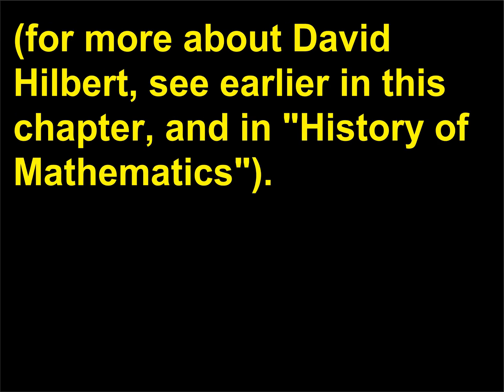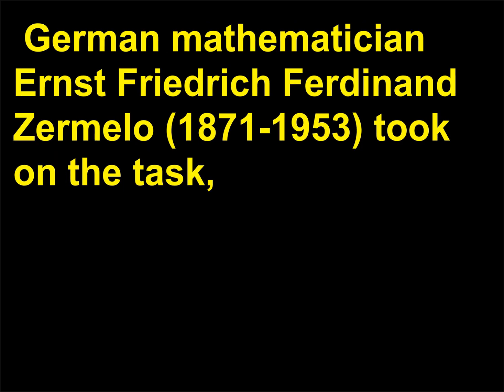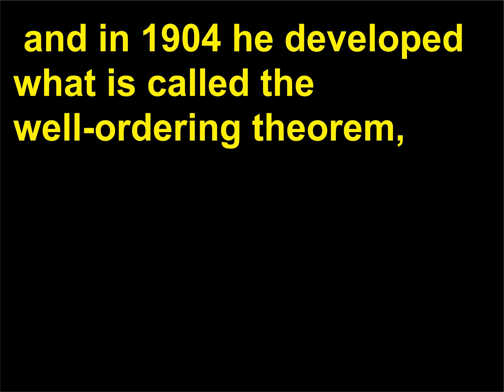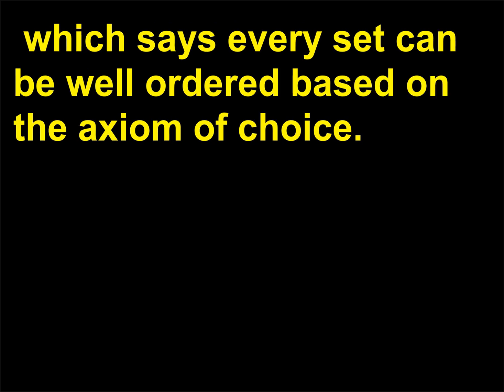For more about David Hilbert, see earlier in this chapter, and in History of Mathematics. German mathematician Ernst Friedrich Ferdinand Zermelo, 1871–1953, took on the task. And in 1904 he developed what is called the well-ordering theorem, which says every set can be well ordered based on the axiom of choice.